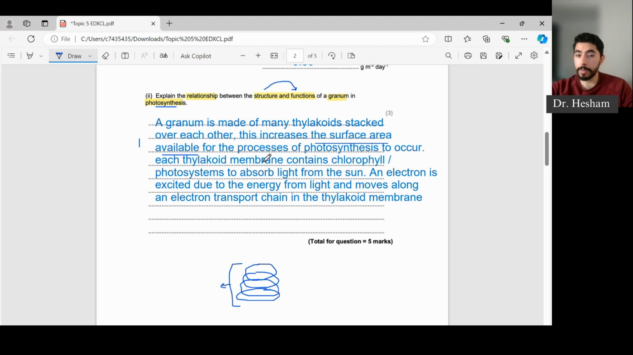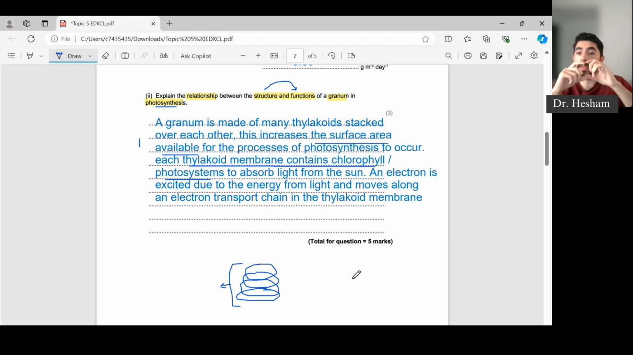Second, each thylakoid membrane contains chlorophyll. So in the thylakoid membrane, there is chlorophyll or photosystem. You can use these two interchangeably. Why? Because a photosystem is nothing but chlorophyll mixed with proteins. We call this a photosystem. So whether you say chlorophyll or photosystem, it doesn't matter. You mean the same thing.